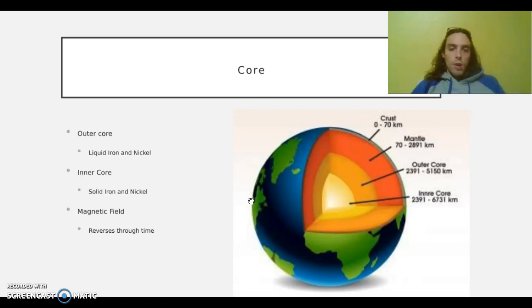Okay, so the core. We've got the outer core, which is composed of liquid iron and nickel. The inner core, which is composed of solid iron and nickel, right there. And the important thing to know about the magnetic field is that it originates in the outer core.